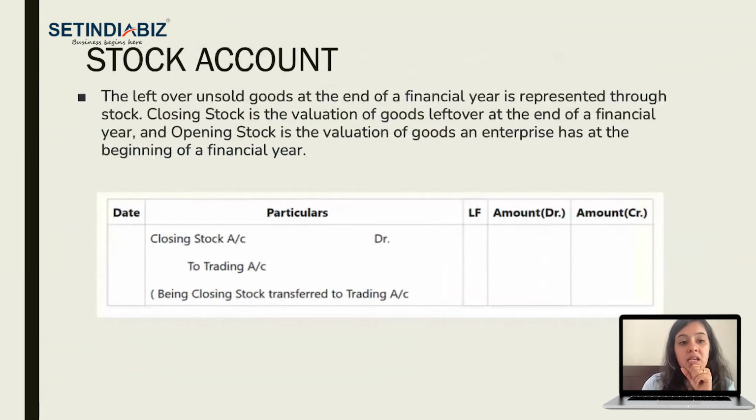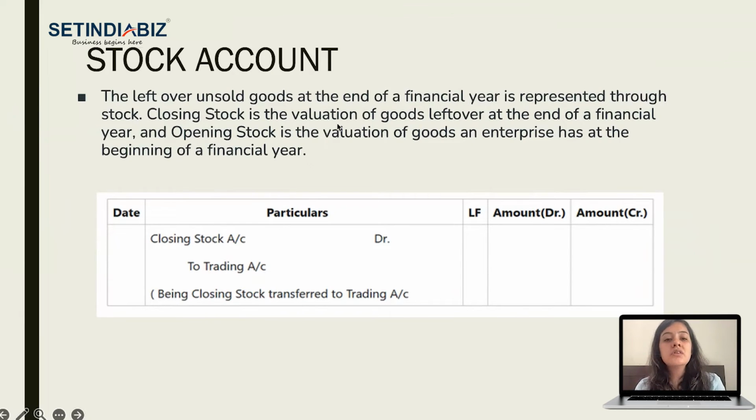Stock account. The leftover unsold goods at the end of the financial year is represented through stock, right? Obviously, whatever finished goods we have to sell in this financial year, it's not that we will be able to sell 100% of them, right? So we will have a certain closing stock, which has closing entries. So recording of closing stock is related to closing entries.